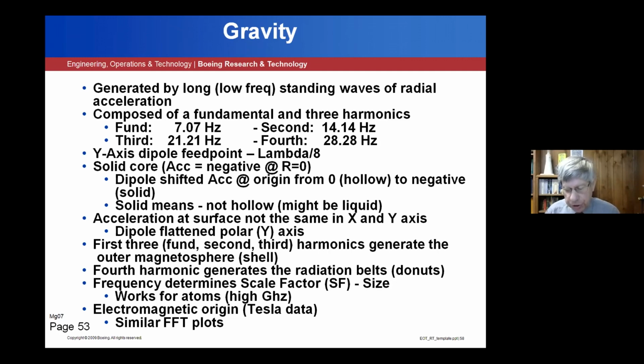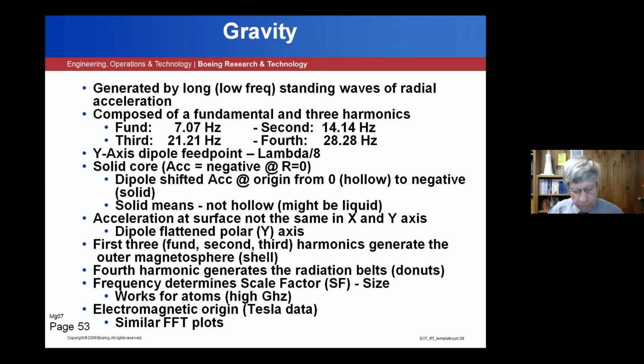And it also changed going from a single feed point to the differential or dipole feed. The core type changed from hollow to solid. And second, there's a flattening of the pole regions, which makes the sphere a little bit egg-shaped. And the third one there, it generates the crescent-shaped inner and outer radiation belts. The first three harmonics primarily determine the planet structure, the geosync orbit, and the magnetosphere. The fourth harmonic seems to contribute more to the two radiation belts.